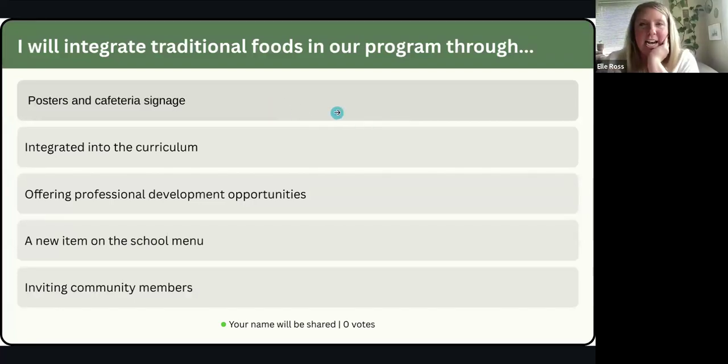So just wondering so far, what you've seen, and this is actually a question from that survey that Marlo shared. How do you think you are able to integrate this into your program? What is an easy lift, a doable thing for you? Whether it's posters and cafeteria signage, integrating it into the curriculum, offering professional developments, menuing a new item, or just inviting community members in to speak.